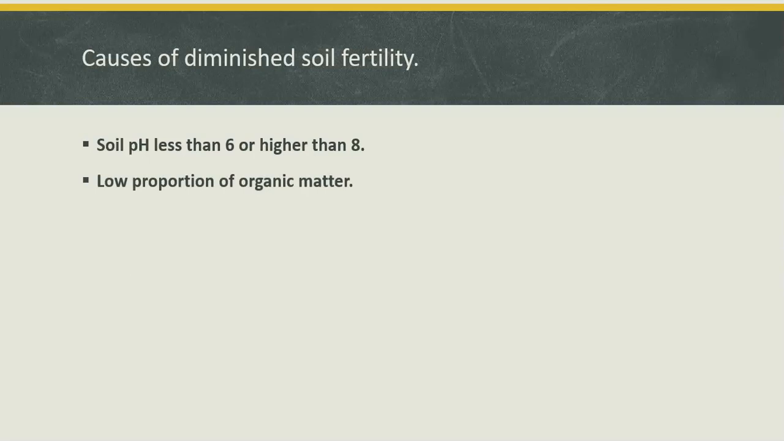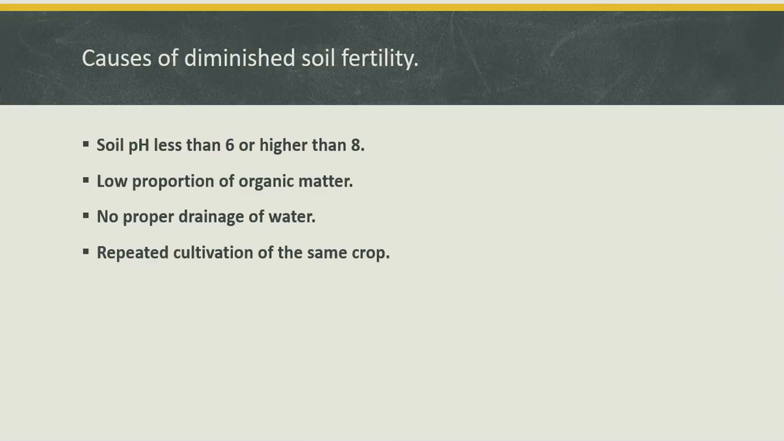Low proportion of organic matter. If the organic matter present in that particular soil is less, then it is less fertile. No proper drainage of water. If water does not drain properly, then that soil is also less fertile. For example, over here is clay soil. In clay soil, water does not drain properly, so that soil is less fertile.